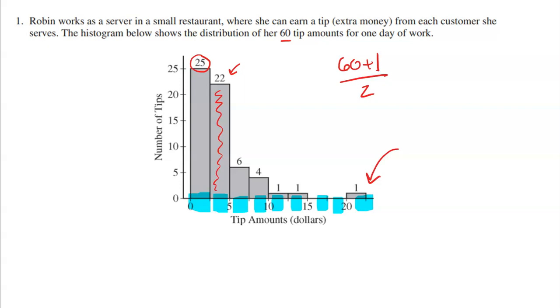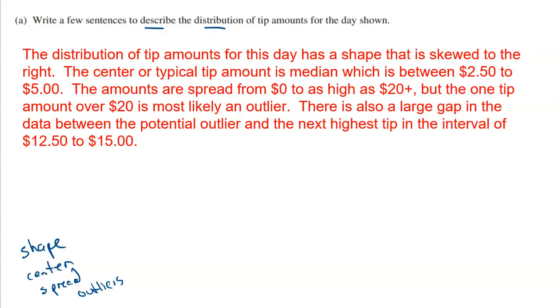It seems to be very spread out. I noticed this big gap right here between the $15 to $20 mark as well. So I mentioned that the data is very spread out, but because of that outlier and that large gap, there most likely isn't that large of a spread.